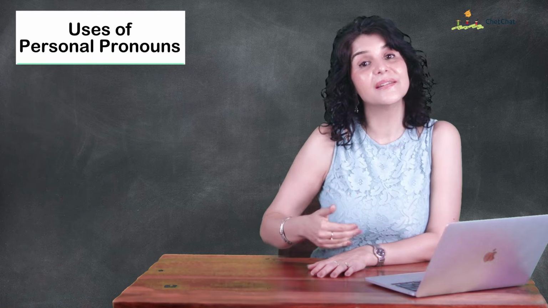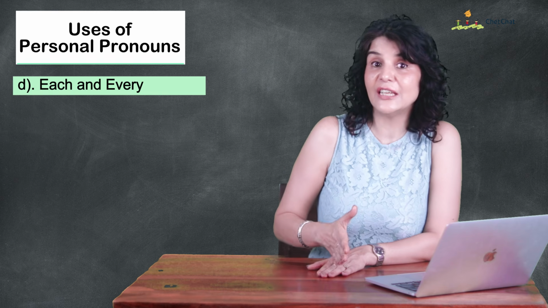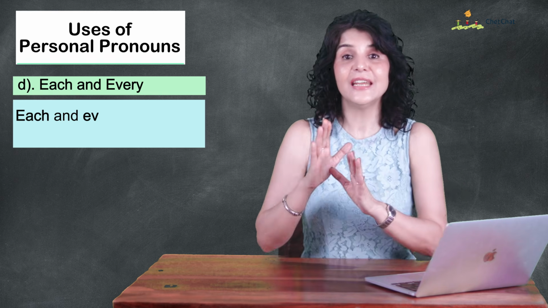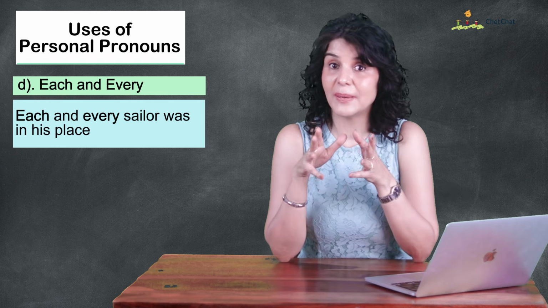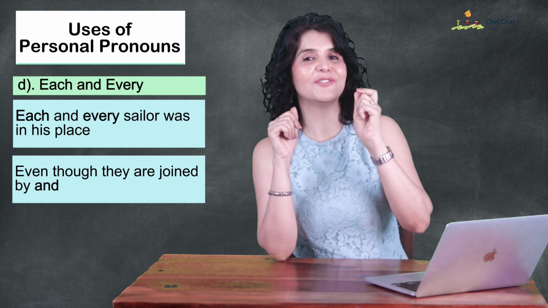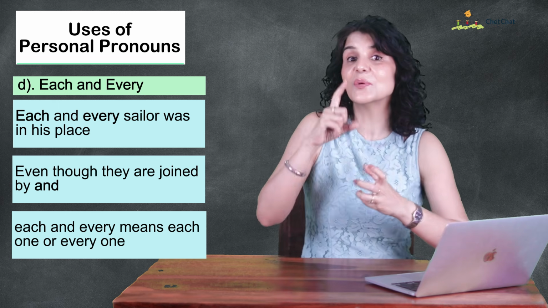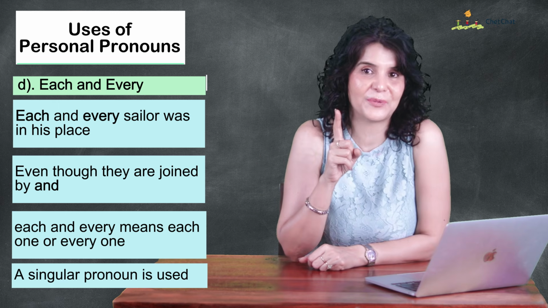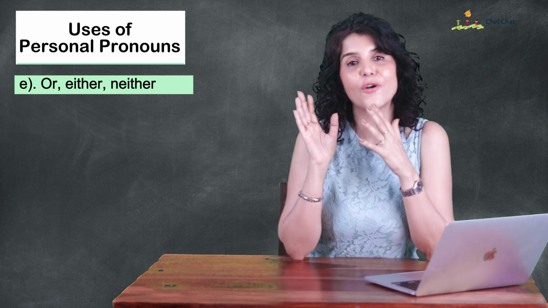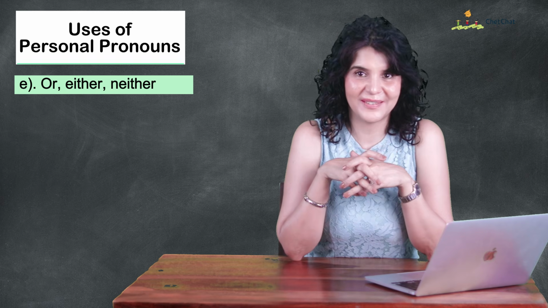Now let's look at another use of personal pronouns, each and every. Each and every sailor was in his place. Even though they are joined by and, each and every means each one and everyone, so a singular pronoun is used.